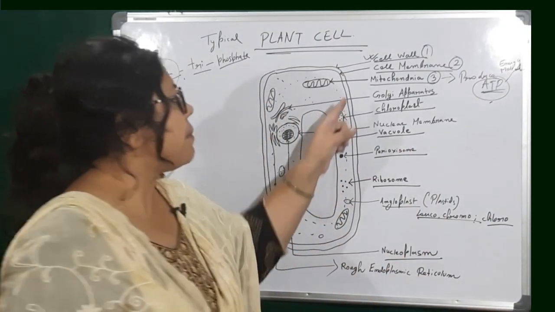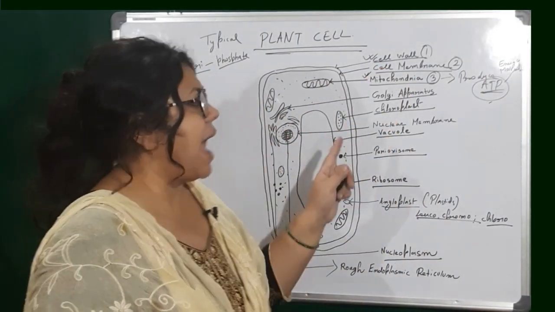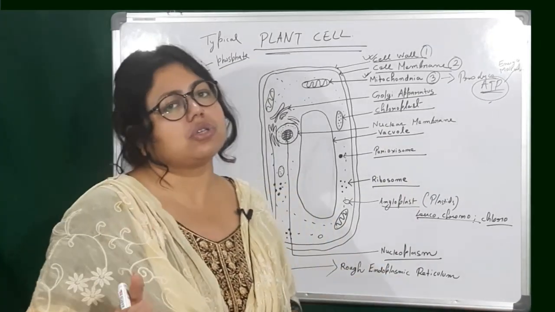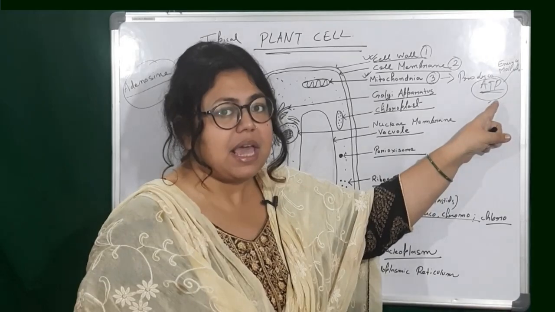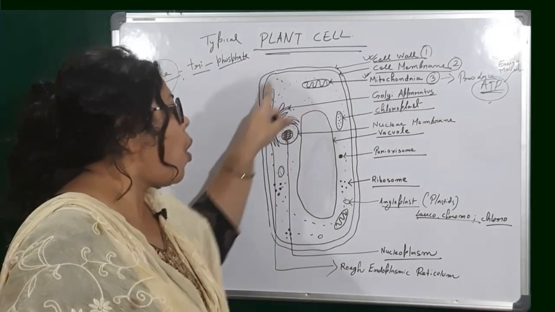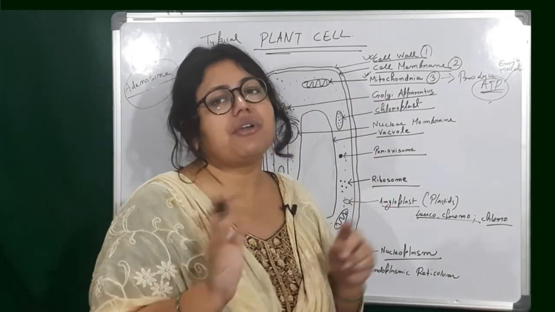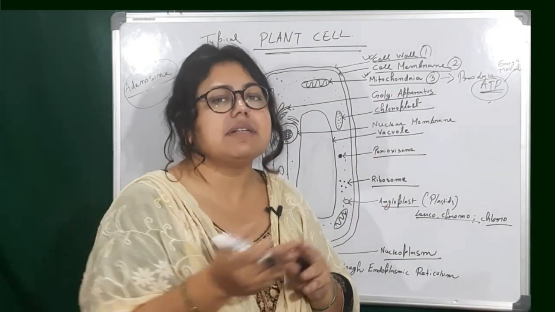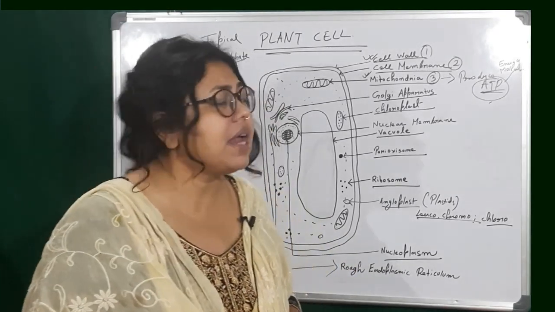So this is the main function of the mitochondria. This is the third one, and the mitochondria is also called the powerhouse of the cell because it is generating ATP, the energy molecule for the whole cell to function. So the function of the mitochondria does not change with animal cell or plant cell. It remains the same. It is an energy unit, right?